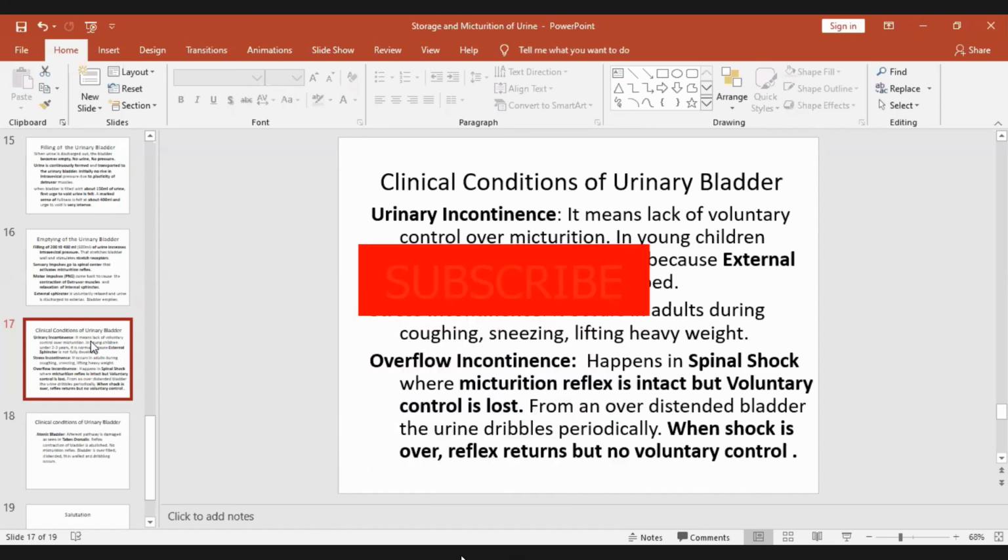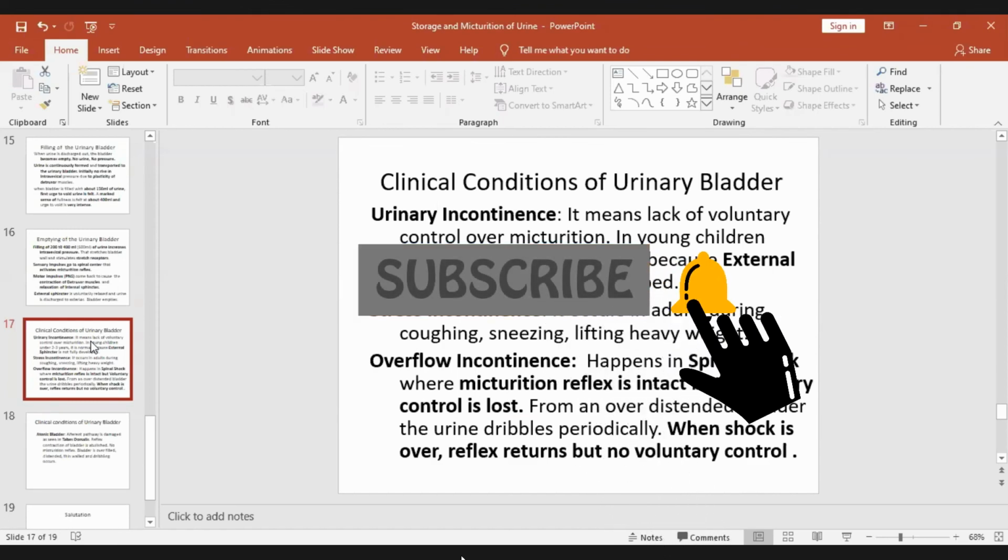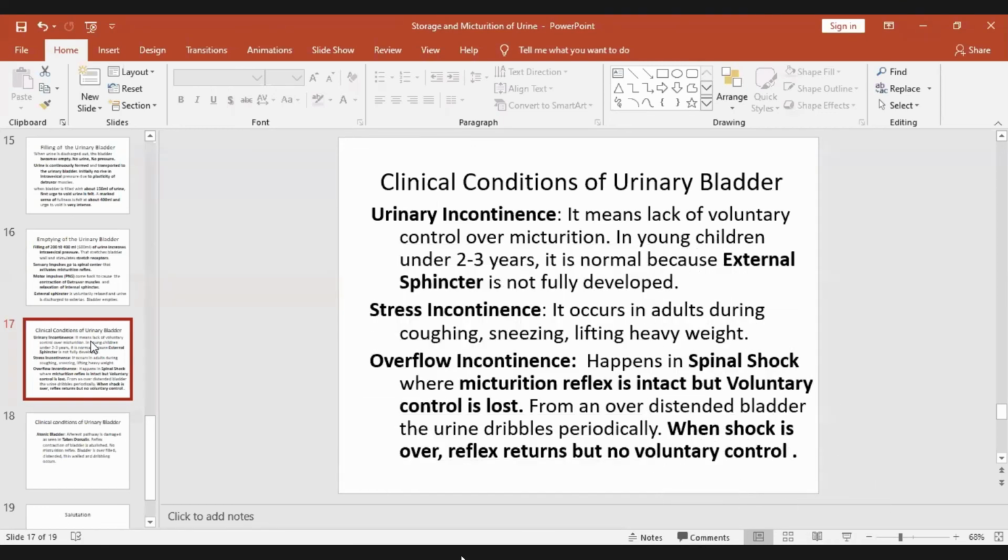From an over distended bladder, urine dribbles out periodically. In this case, the reflex is there, but not voluntary control. Voluntary control is lost. So as a result of that reflex, a small amount of urine comes out. What we call the dribbling of the urine, right? So whenever there is over distension, it may cause a little bit of discharge of urine from an over distended bladder; urine dribbles periodically.